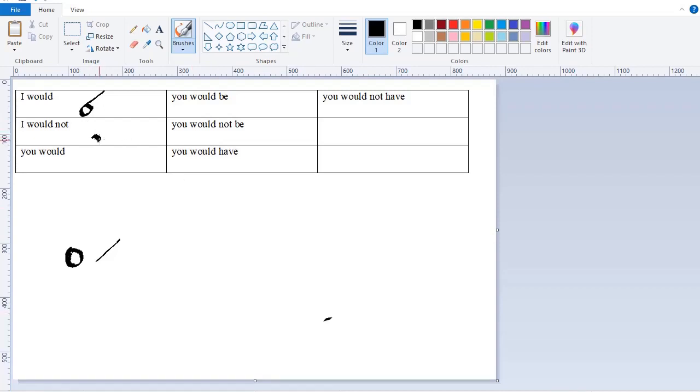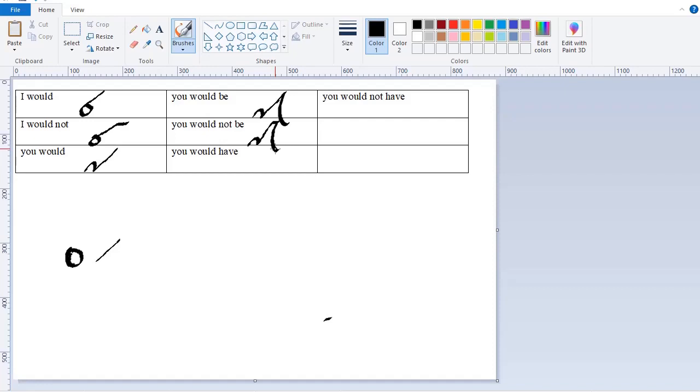So we have I, and then would, and then not. So you see, as we go along, nagiging familiar na kayo dun sa mga strokes, 'di ba? Next, you, and then would. Next, you would be. So we have you would be. Oops, wrong. Baliktad pala. You would be. Next, you would not be. So we have you would not be.